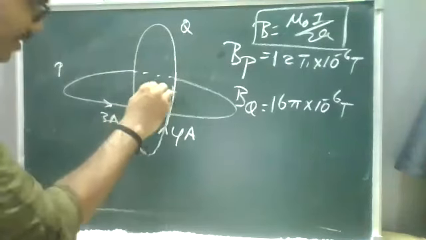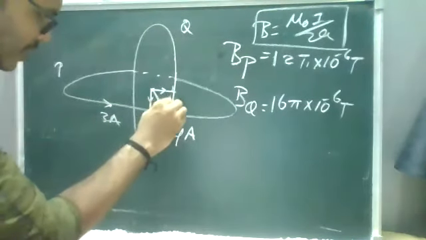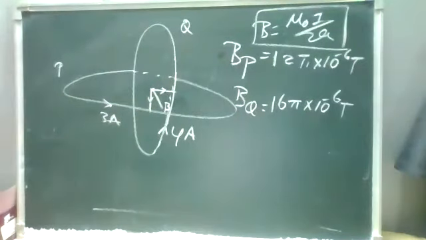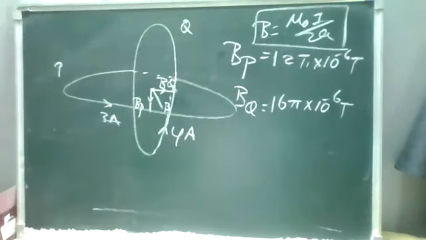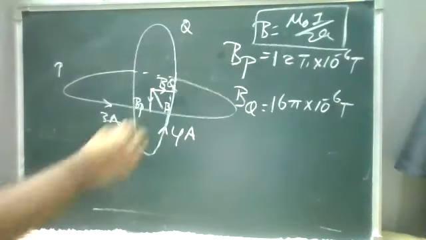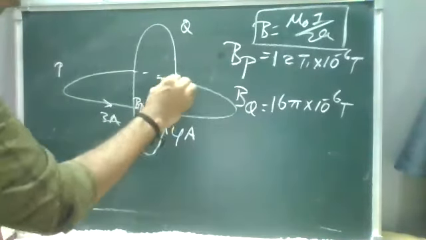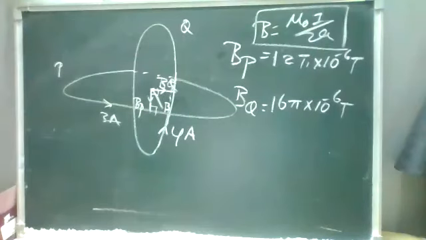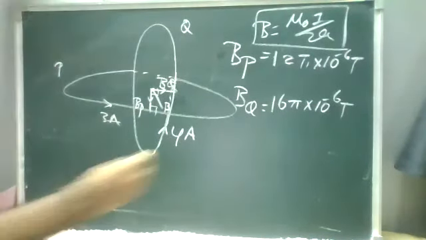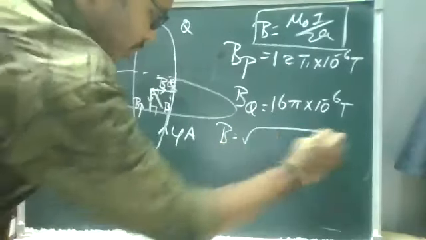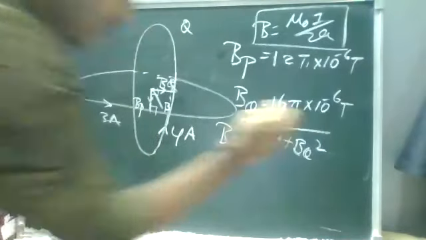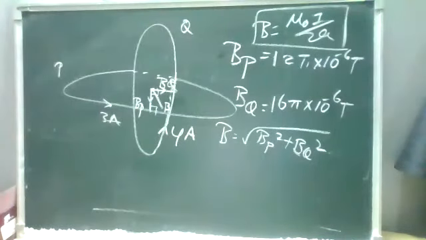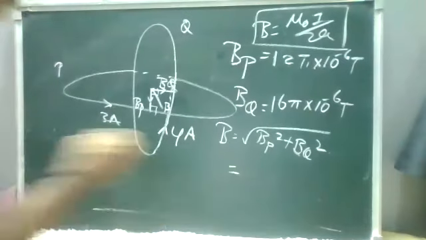Now we need to find the resultant magnetic field B. This is BQ, this is BP. We are going to find the resultant. The magnetic fields make an angle of 90 degrees, so theta is equal to 90 degrees. To find the resultant, B is equal to square root of BP square plus BQ square. So we are going to find this B.